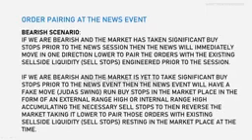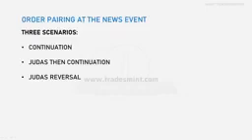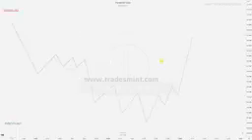That Judas swing once again to run those buy stops in the marketplace in the form of an external range high or an internal range high, and then accumulating the necessary sell stops to then reverse the market, taking it lower to pair those orders with existing sell side liquidity, those sell stops again, resting in the marketplace at that time. So order pairing at a news event, there are three scenarios we can look at. We have that continuation, we have that Judas and then continuation, or we have a complete reversal, so we have a Judas reversal.